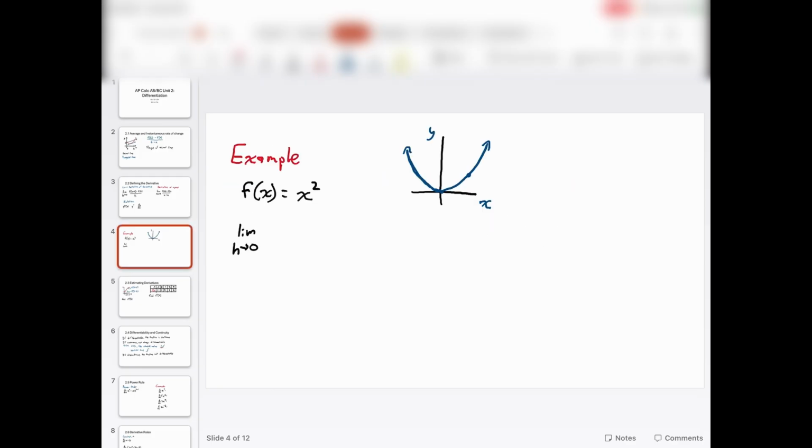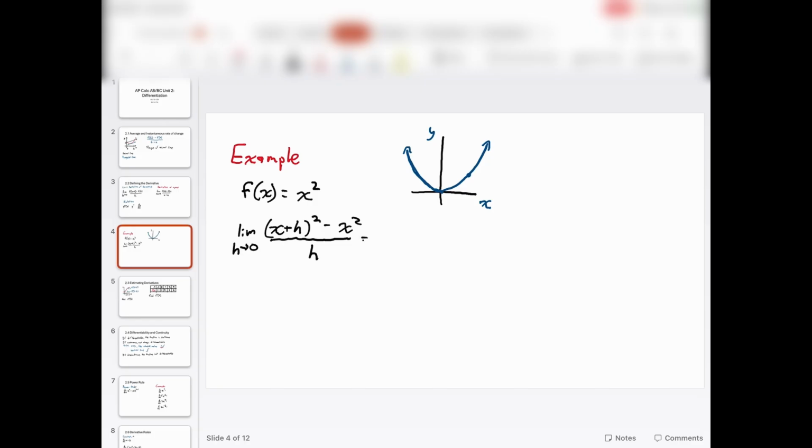Now let's look at an example. We have the function x squared, and this is the graph. We're trying to find the general derivative. Plugging into the limit definition, you would do f of x plus h, so you do x plus h squared minus x squared over h.